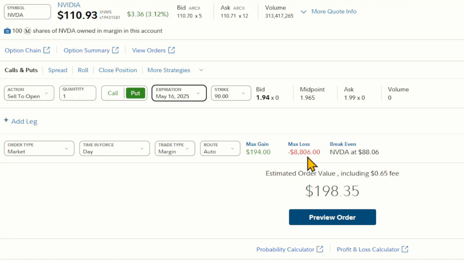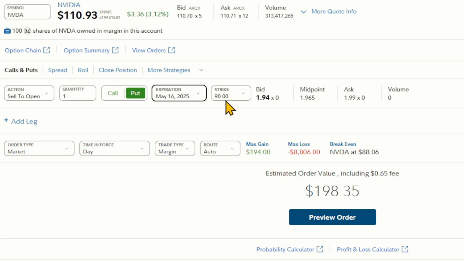Now, next one is max loss. What does this mean? I know it looks scary. Mine is $8,806. Well, you are on the hook for this. So I use the example of Enron, right? So if this is the Enron stock that goes to zero during this period in time, well, then you're on the hook for the full value of this, right?